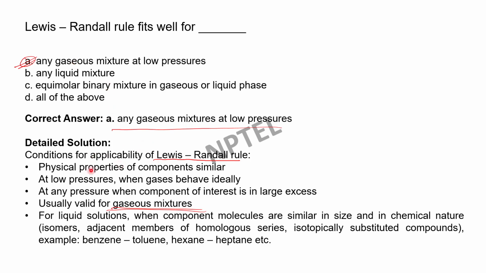And the condition for that is that the physical properties of the components should be similar at low pressures, when gases behave ideally. So you can say the gas is ideal only if the pressure is low, and at any pressure the component of interest is in large excess. The Lewis-Randall rule is valid mostly for gaseous mixtures. For liquid mixtures, we use Henry's rule. The Lewis-Randall rule is valid well for gases at low pressure that behave as an ideal gas, and we usually use it for gaseous mixtures. For liquid mixtures, we use Henry's law.